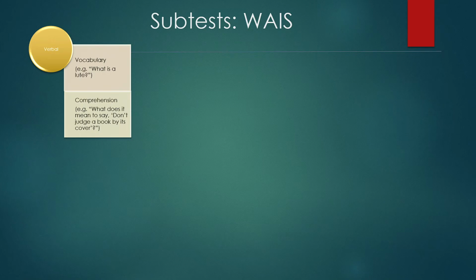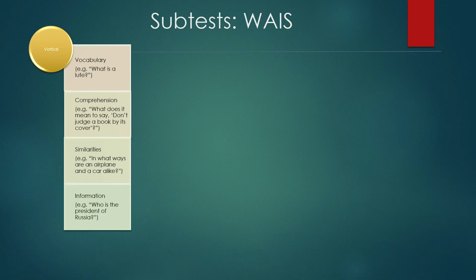Comprehension, for example, what does it mean to say, don't judge a book by its cover? So the test administrator asks that, you answer it, and if you give an incomplete answer, they are trained in how to give you a follow-up question to help make sure that you're given the opportunity to answer it as fully as you possibly can. Similarities, for example, in what ways are an airplane and a car alike? Information, who is the president of Russia? So these kinds of verbal questions, they're delivered verbally and you respond verbally, and it's all oral.